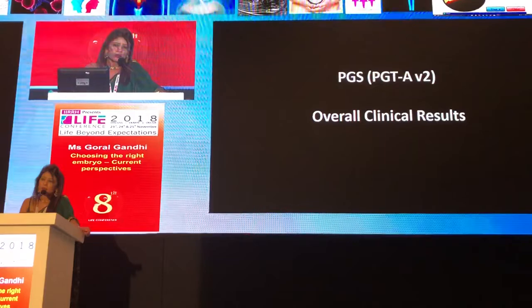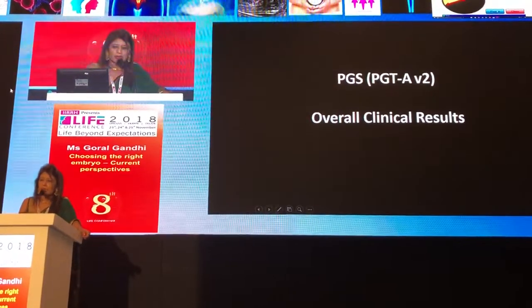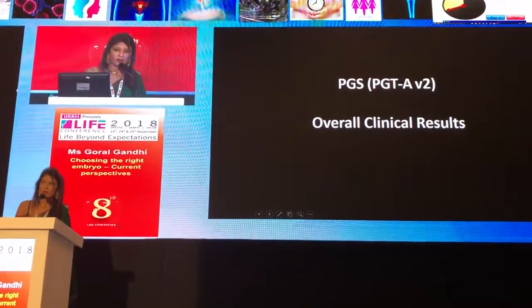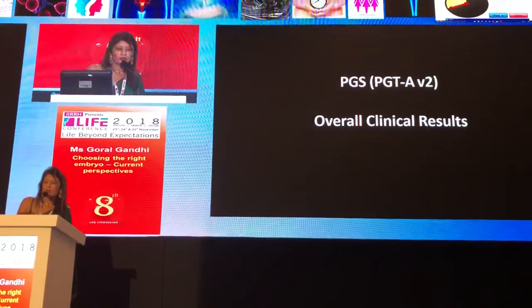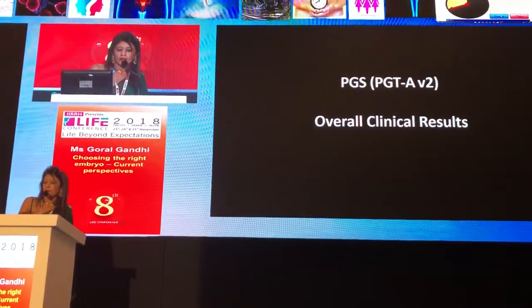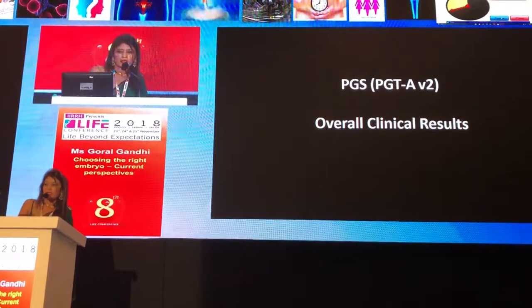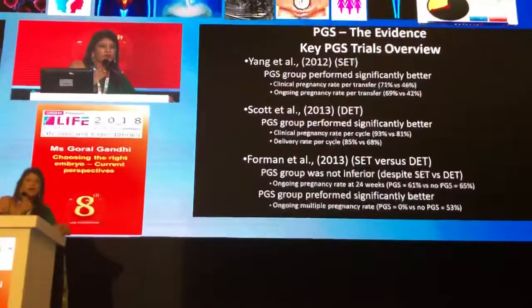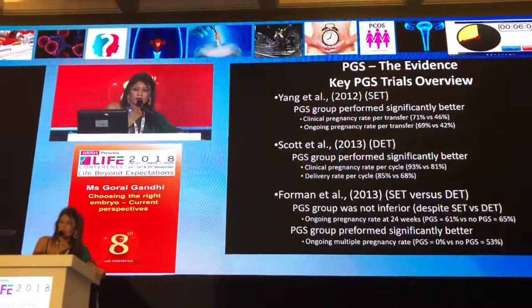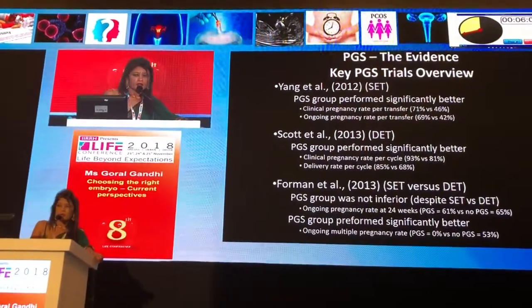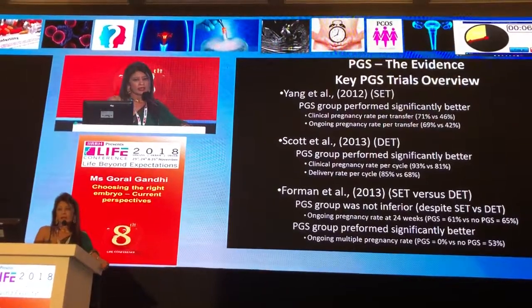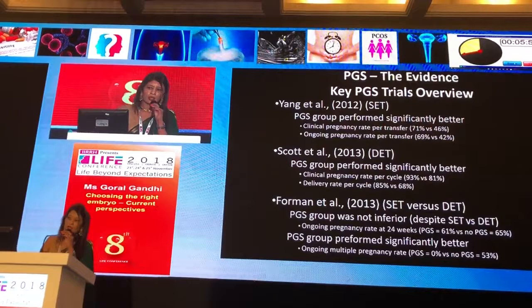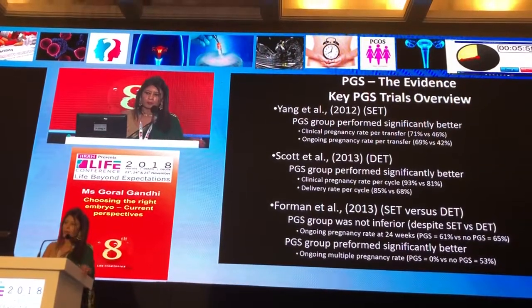So what are the overall clinical results with PGS, or what is now known as pre-implantation genetic testing for aneuploidy? It is version 2 of PGS. So what are the clinical results for this PGTA? There are 3 main key trials, and if you see the first trial by Young et al. in 2012, they transferred a single embryo, and the PGS group performed significantly better than the non-PGS group.